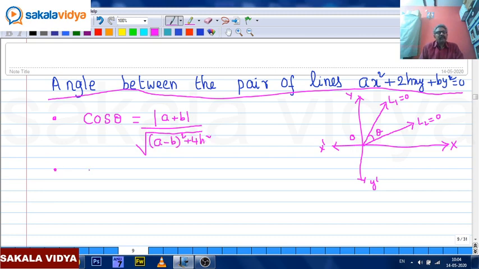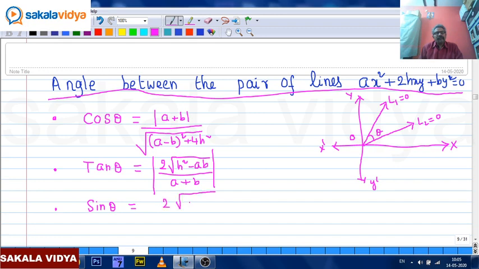And next, tan theta is equal to mod of 2 root of h square minus ab by a plus b. And next, sin theta equals 2 root of h square minus ab by root of (a minus b) whole square plus 4h square.